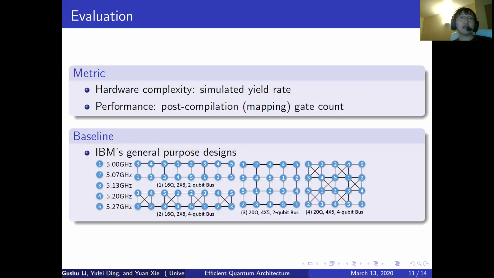The baseline architectures used for comparison here are 4 general purpose architectures from IBM. The qubit layouts have 2 options, 2x8 lattice, 4x5 lattice. And the connection also has 2 options, which are only using 2-qubit buses or using 4-qubit buses as much as possible. The frequency design is the IBM's 5 frequency scheme from 5 gigahertz to 5.27 gigahertz.